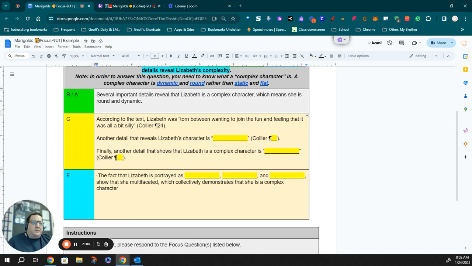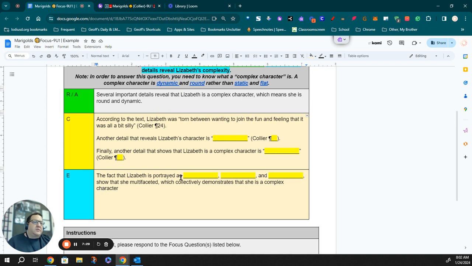Okay, now it says the fact that Elizabeth is portrayed as, and so the question is, okay, what's Mr. A getting at here? Didn't they already say she was torn between wanting to join the fun and feeling that it was all a bit silly? Okay, true, but quotes don't speak for themselves. Quotes do not speak for themselves. You have to tell me what you're trying to get at with the quote.